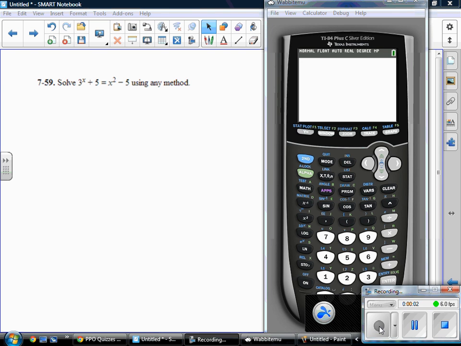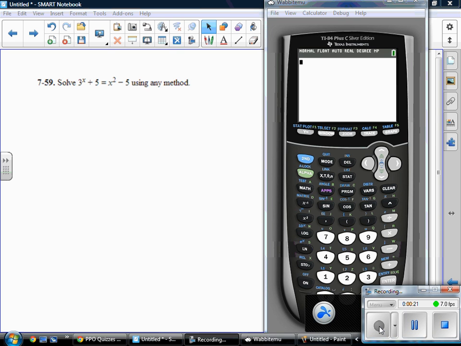This is problem 7-59 from section 7.1.4 homework. It says solve 3 to the x plus 5 equals x squared minus 5 using any method. So we've seen questions like this a lot in the last couple homeworks where I have something equals something else, solve for x.